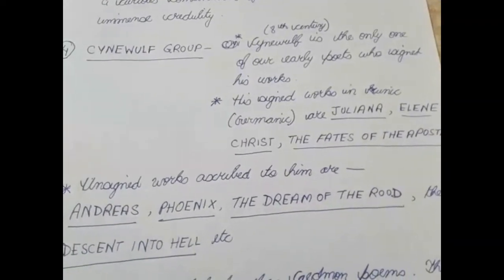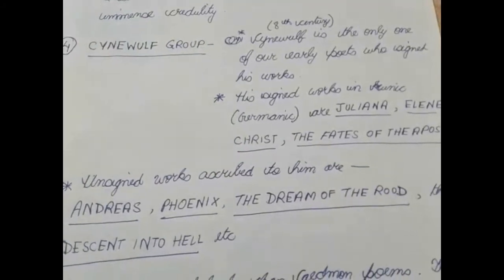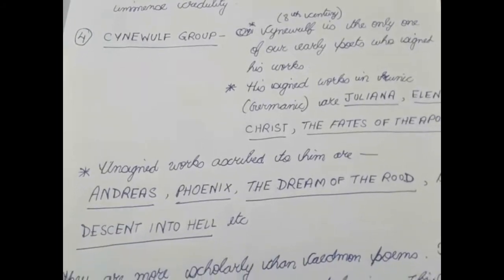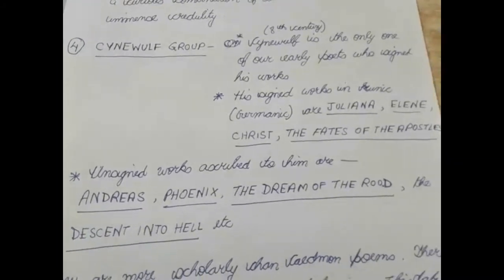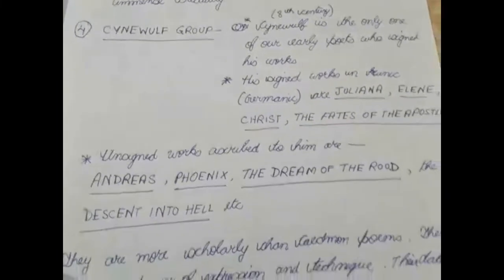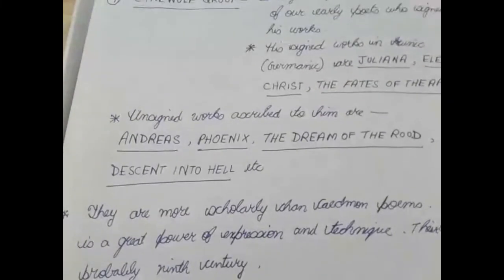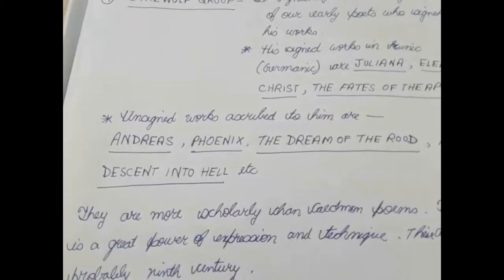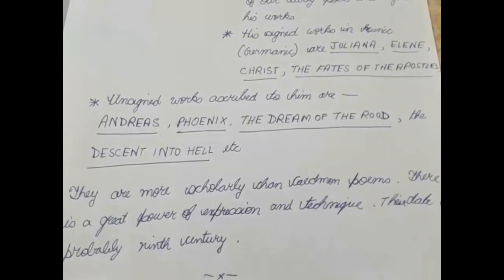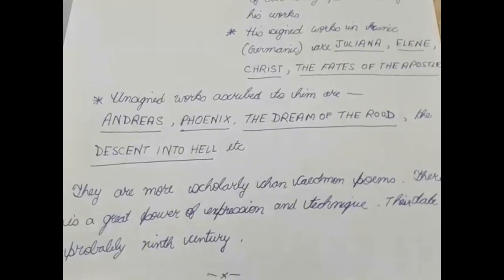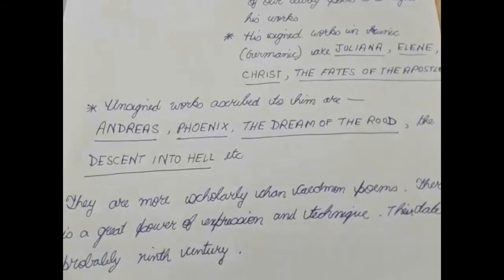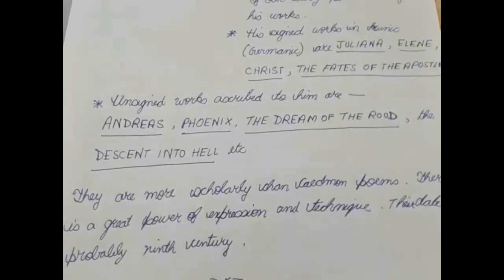He had also unsigned works, that means some works were ascribed to him. We don't know the truth whether they actually belong to him or not. But these include Andreas, Phoenix, The Dream of the Rood, The Descent into Hell, etc. There are many others. And these signed works are more scholarly than the Caedmon poems, which are not signed, and they had a great power of expression and technique. These works, that is the works of Cynewulf, were probably written in the 9th century.